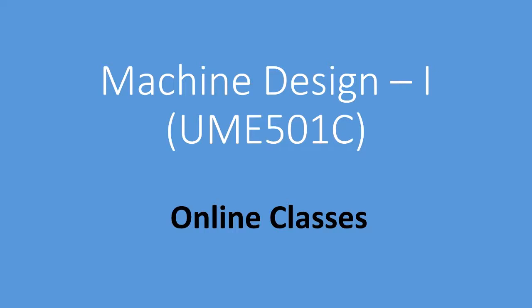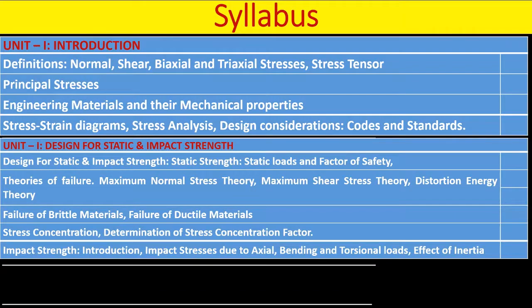Okay. So we'll go for first the syllabus. It consists of 4 units. As you know, first unit is related to introduction. In that you're going to cover the definitions like normal, shear, biaxial, triaxial stresses and a stress tensor. Next is principal stresses. Next, engineering materials and their mechanical properties. Stress strain diagrams, stress analysis, design considerations, codes and standards.